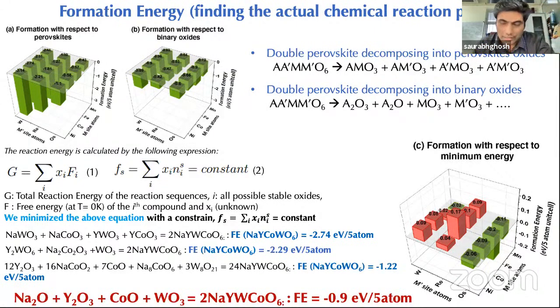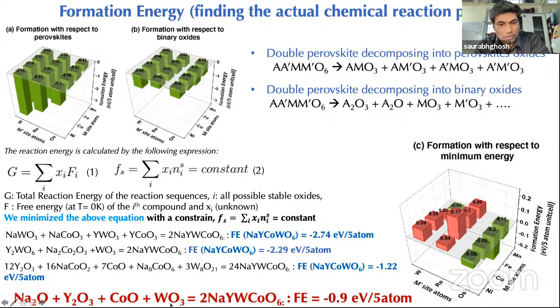And we need to pick the correct equation, the correct chemical path, which will give you a formation energy close to 0 or higher. You should not take a particular chemical path which gives you a very low formation energy. That can be misleading. So we need to figure out the upper bound.